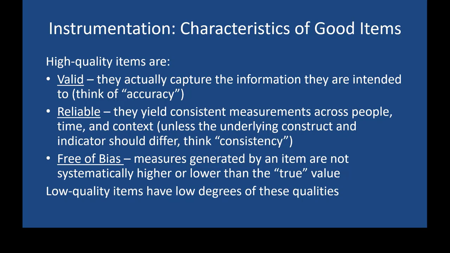The last thing here, a characteristic of a high quality item, is that it should be free of bias. What that means is that the numbers that you get, the measures that you get from an item, aren't too high or too low. I'll come back to this, but there are lots of ways in which people are going to give you the wrong answer. And they're not trying to deceive you, but the numbers that you get aren't really representative of the truth.